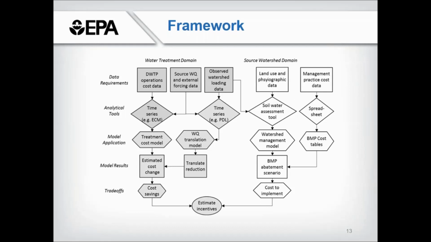Most of the studies that James found in the literature review only estimate the treatment cost savings from improved source water quality. They did not take the extra step of estimating the cost of pollution control or land use change, which is needed for understanding the incentives.